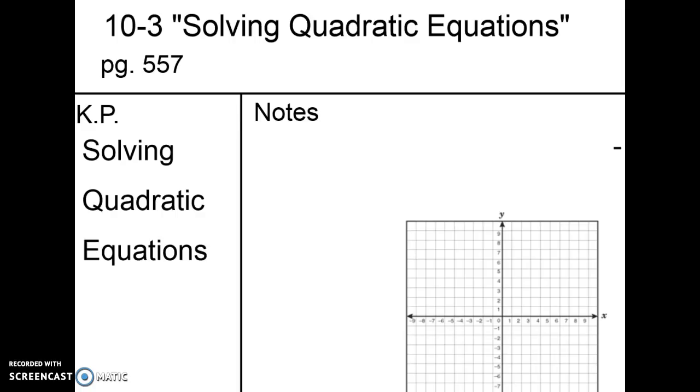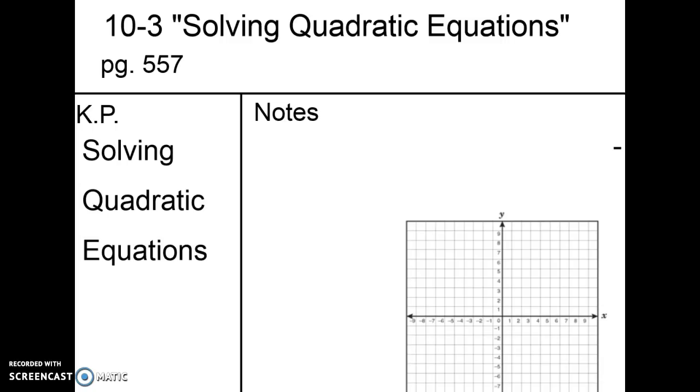In this video we're going to have two videos in 10.3. This is the first one on how to solve quadratic equations. Now we're not just graphing the parabola, but we're actually finding the solutions to them. There are a couple of different things you need to know about parabolas to find their solutions.